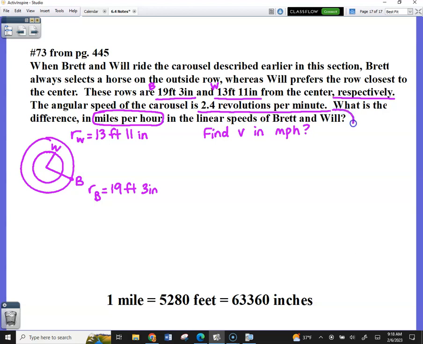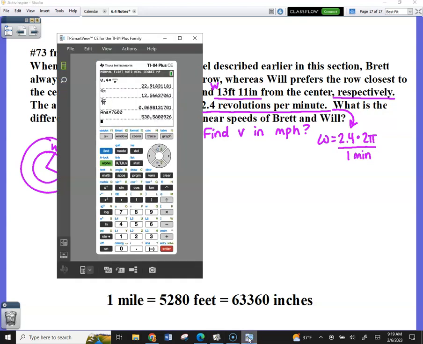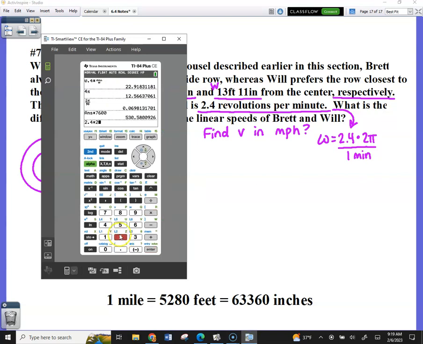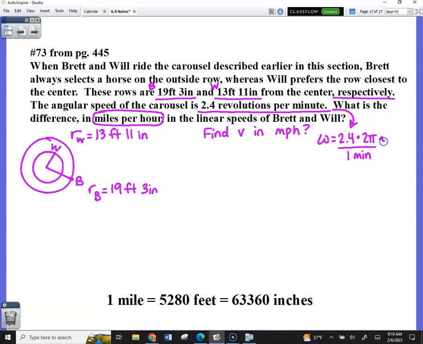I'm going to draw an arrow. So the angular speed is 2.4. When they say revolutions, you need to think 2 pi. So 2.4 times 2 pi. This is per minute. So I'm going to leave that number in there as that ugly decimal. Let's just go to 15, whole number. So about 15, this is the angular speed, so this is radians per minute.